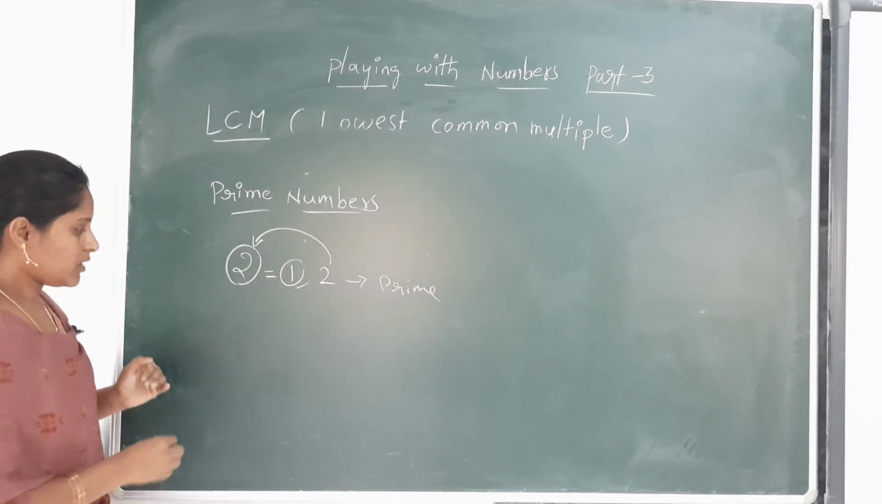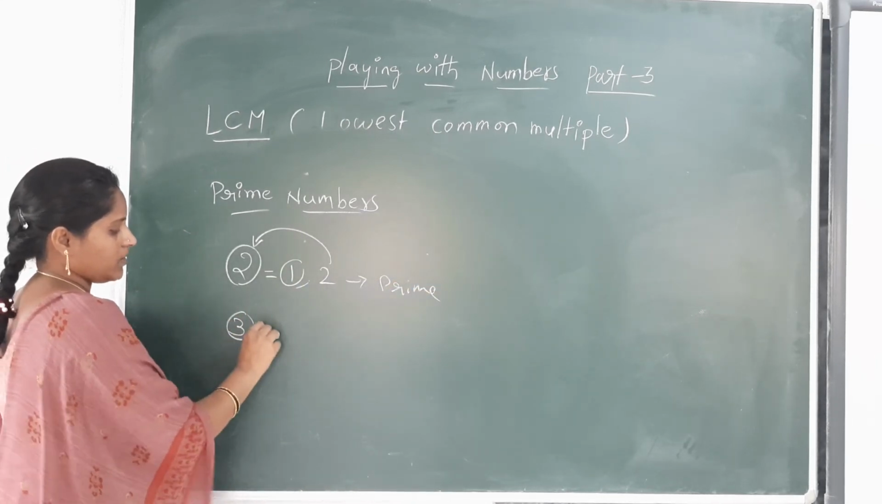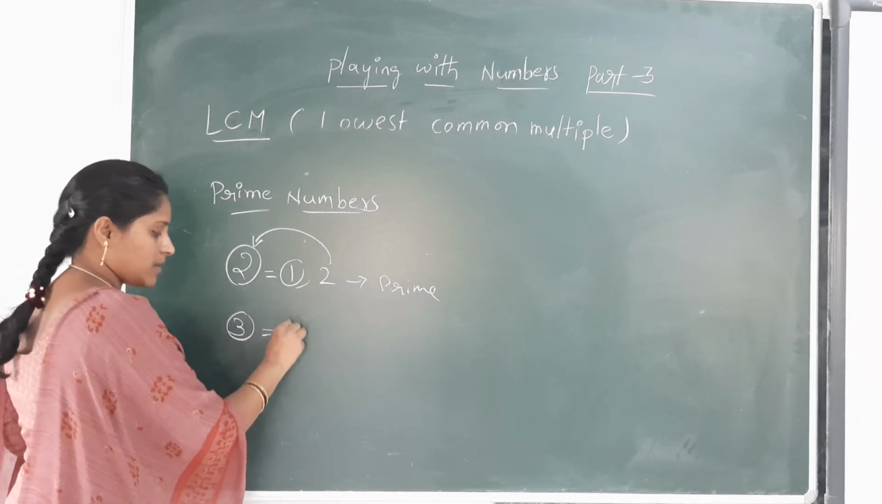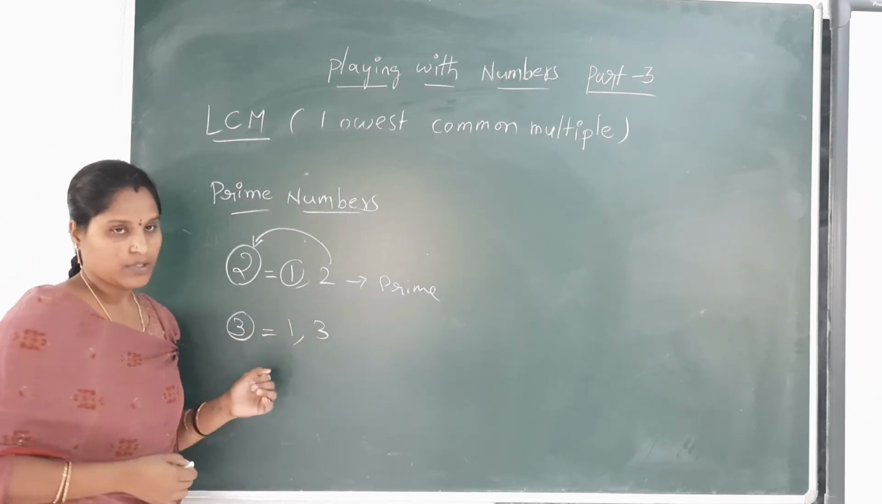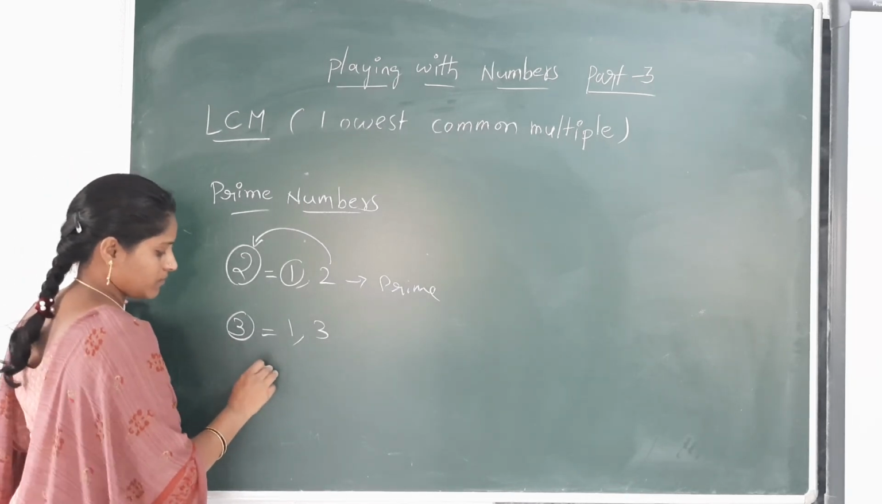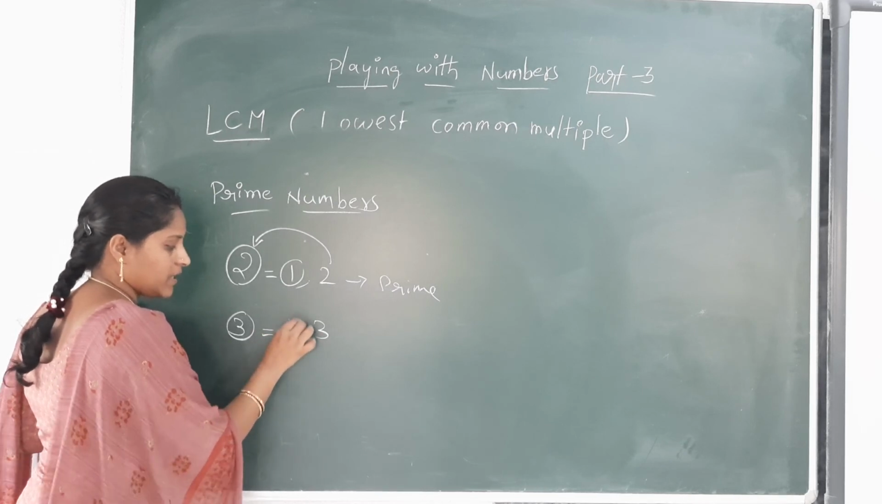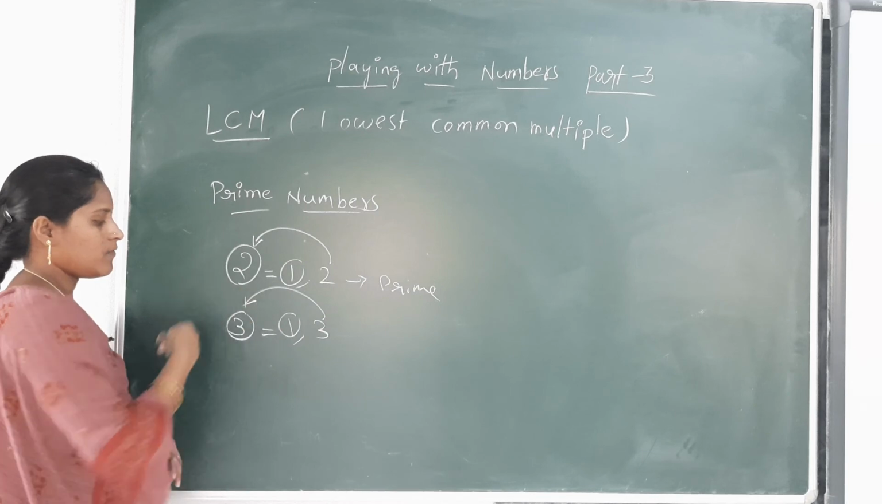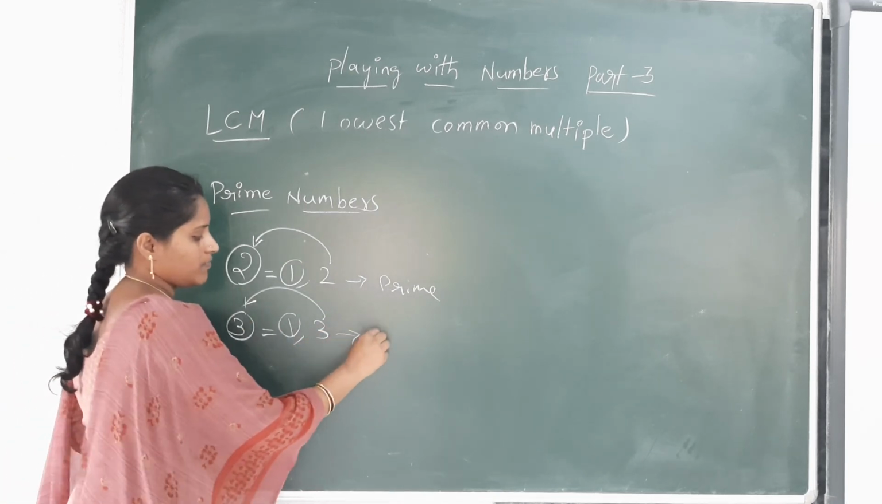Again, let's take another number, 3. We have to find the factors of 3. 3 comes in only the 1 table and the 3 table. How many factors does 3 have here? Only 2 factors, 1 and itself. So 3 is also a prime number.